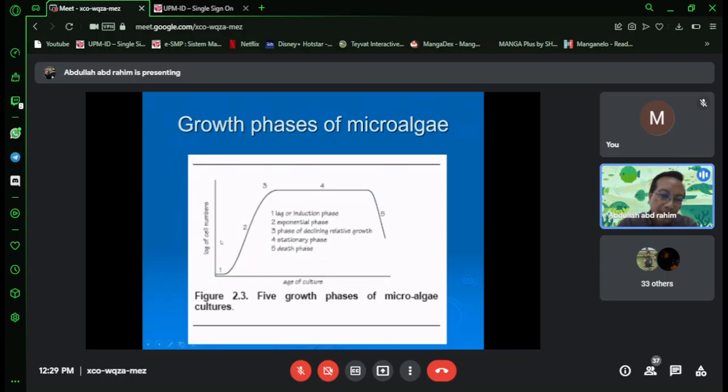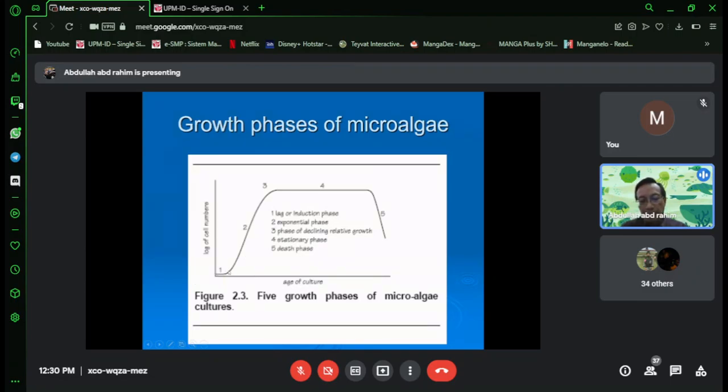So if you look at how they derive this trend, you look at this: on the left is the log of cell numbers, the cell density essentially, and this is the age of culture. All right. When you compare the log of cell density, which is essentially the growth rate, and you compare the age of culture, you'll find that in the beginning, your microalgae will grow very slowly. Look at this, phase 1. Let's say you put your microalgae in a container. Okay. You put your microalgae in a container, you add some water with nutrient, all right? You put it under the light, good pH and everything, and it will start to grow.